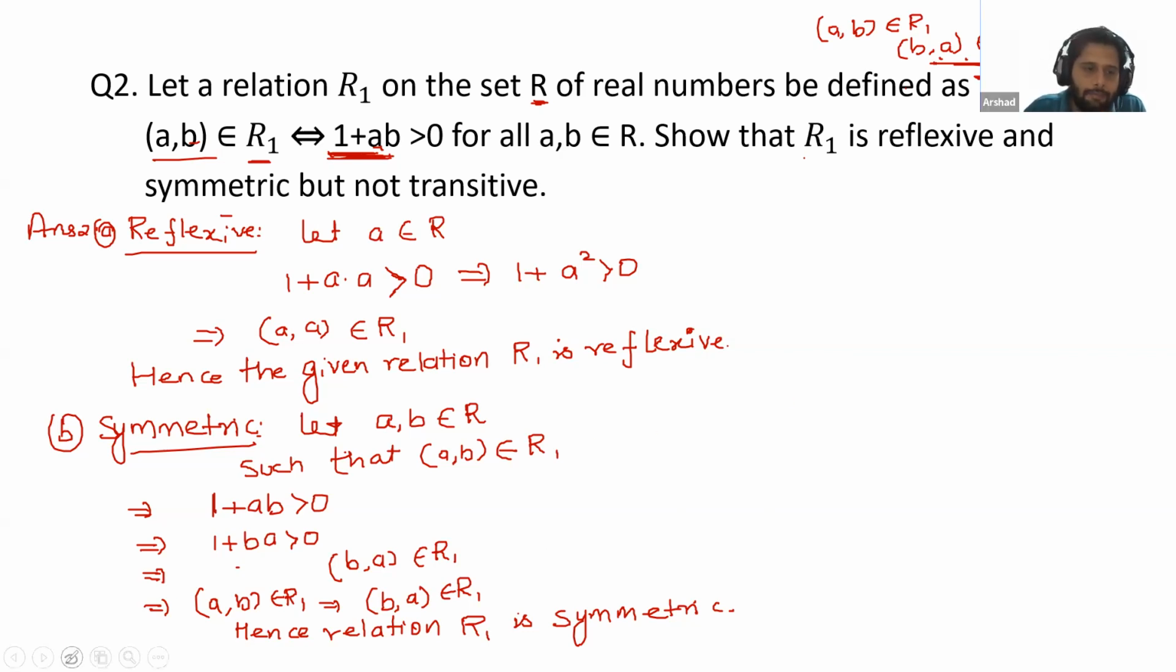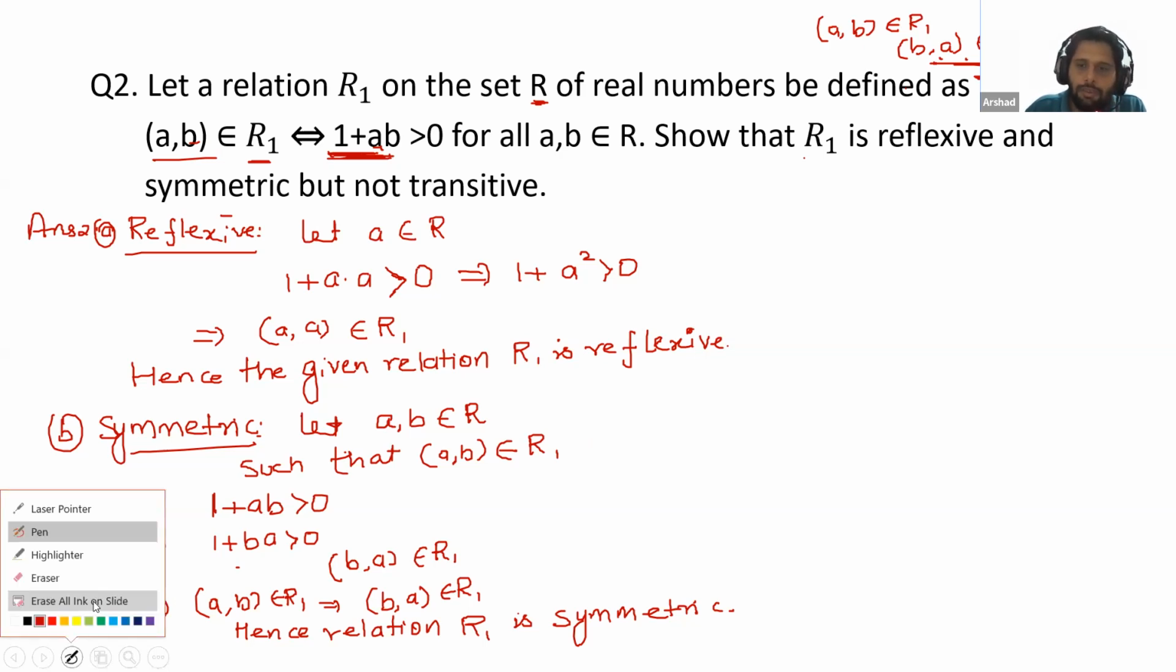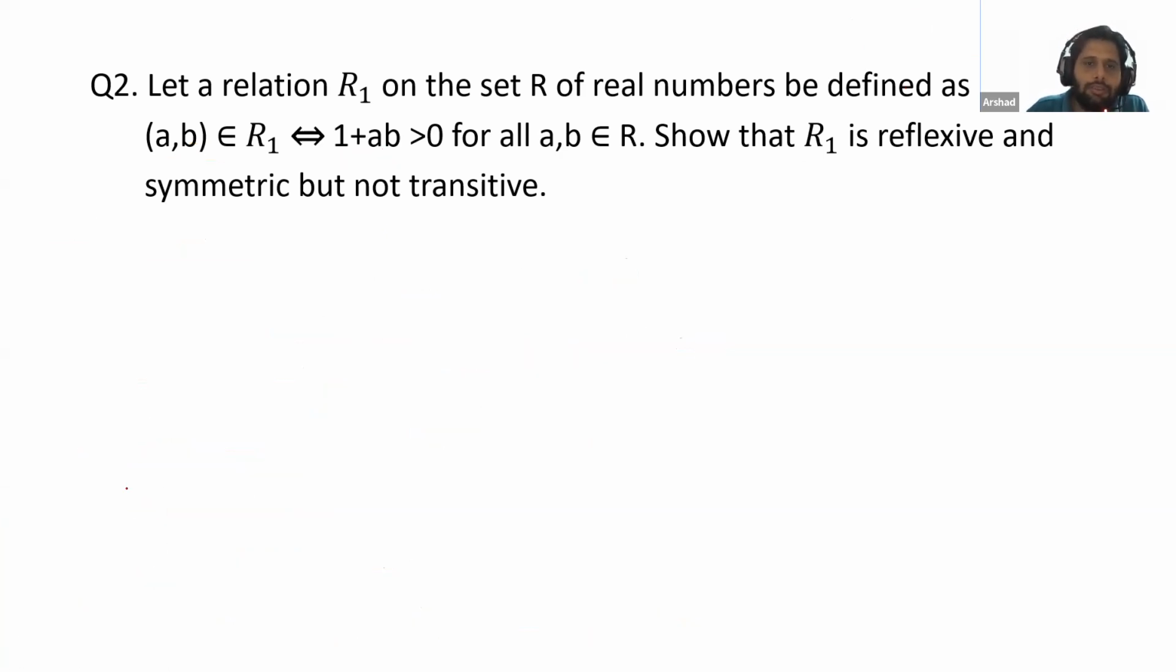Okay, we're starting the next question, next part, third one. Third part is transitive. Now in the question, it is given that this is not transitive. So we will give an example. So how we need to select an example, please check here. We have this relation 1 plus AB is greater than 0. Suppose we will take 1. If suppose we will take a half here.